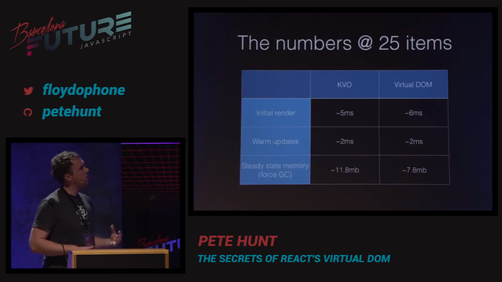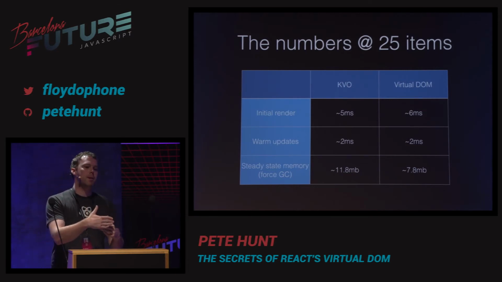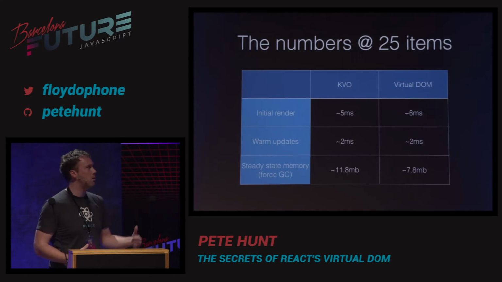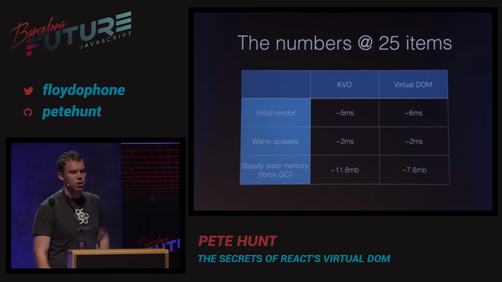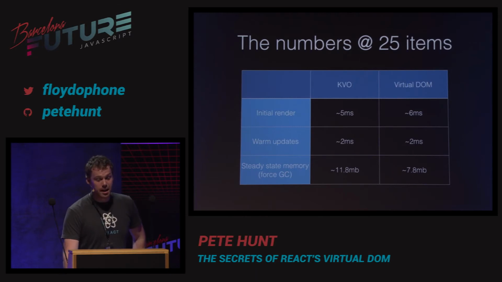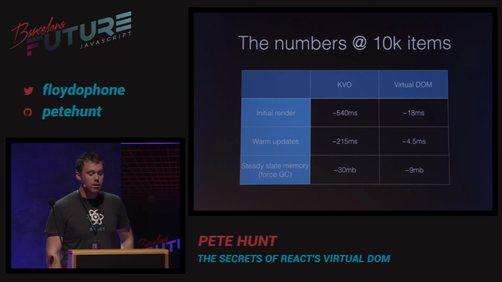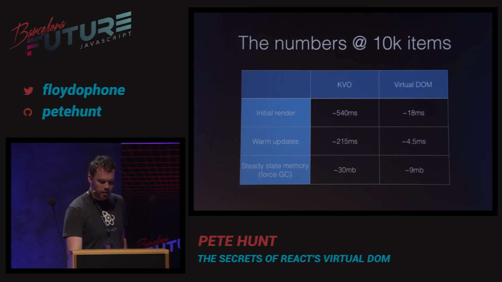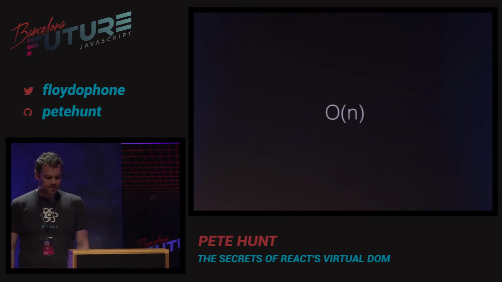So when I ran the numbers at 25 items, 25 companies in that list. Now remember, we're taking the top 3 companies and we're displaying them. And so there's 25 underneath that UI. Doesn't matter. These numbers are within a millisecond of each other, and they're all under a frame anyway, so who cares? When we bump it up to 10,000 items, we start to see a pretty big difference in performance. It's not only in the initial render time, it's also warm updates and steady state memory after garbage collection. Now, the reason for this can be found in big O notation.